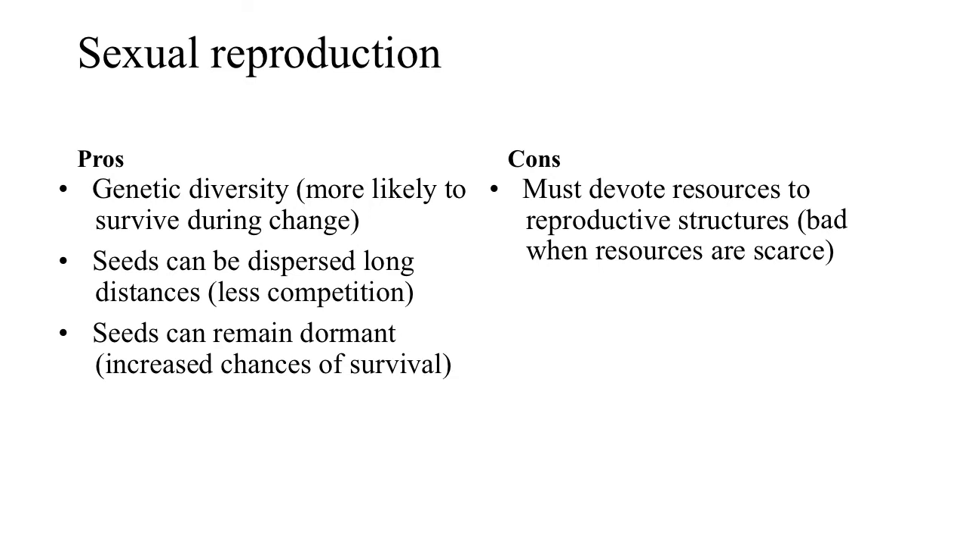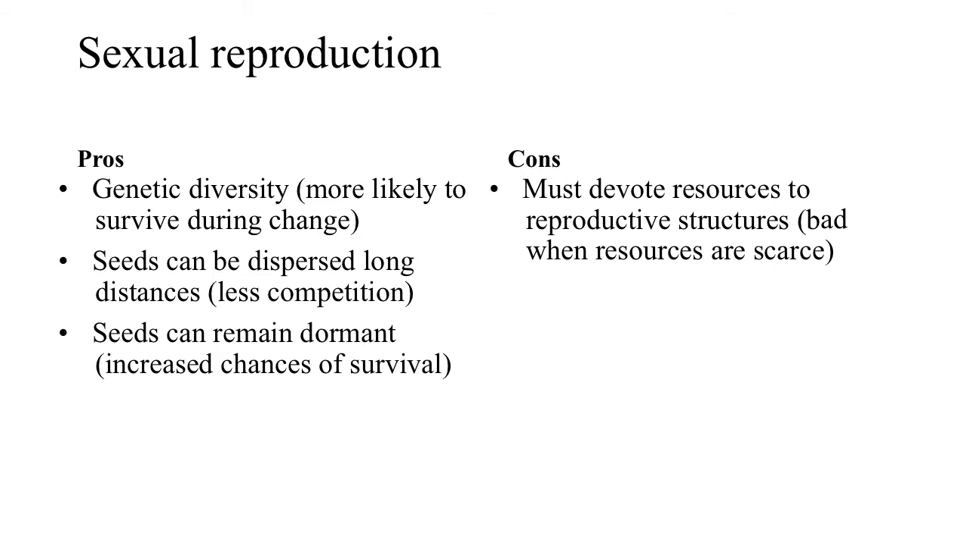And remember, the goal of life for an organism is to produce offspring that can survive. The other thing is seeds can remain dormant. So if the environment isn't good, if it's too dry, too cold, whatever, then seeds can just hang out and can germinate once environmental conditions are better for it.